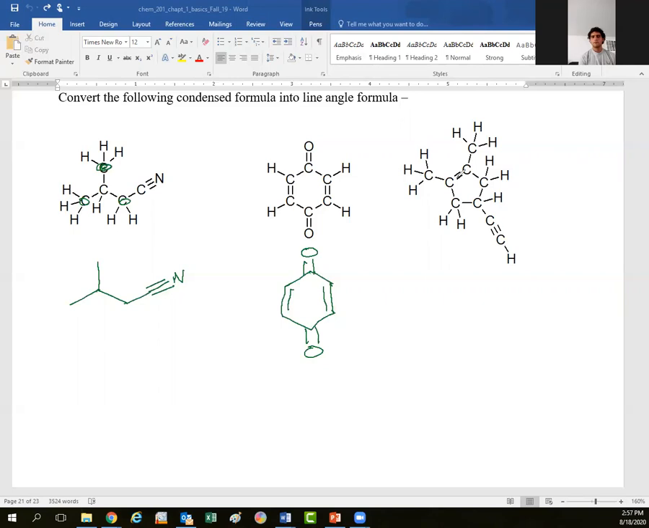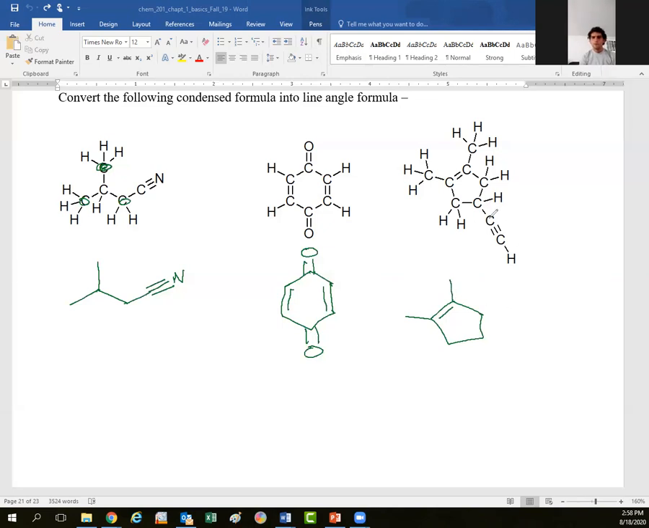And finally, the last one, let's start with the ring. There's 1, 2, 3, 4, 5 carbons in a cyclopentene ring. So let's draw our pentagon. There's a double bond across there. And then there's a methyl group coming from there. Nothing attached, it's just that lone carbon, and then the three hydrogens which surround it. There's also a methyl group up there.